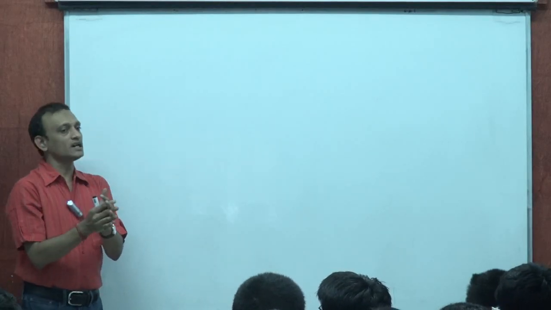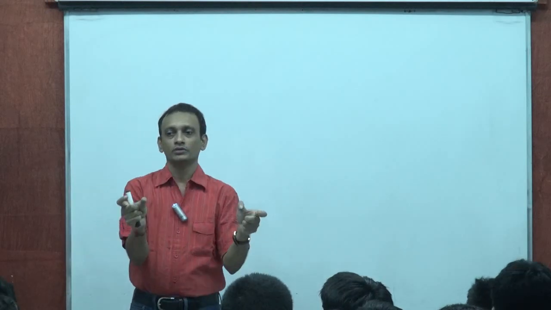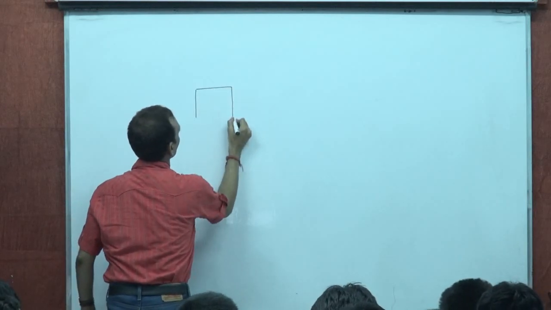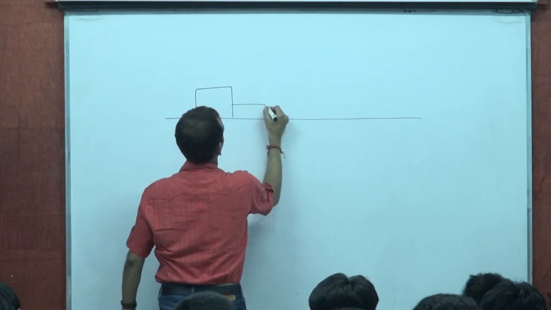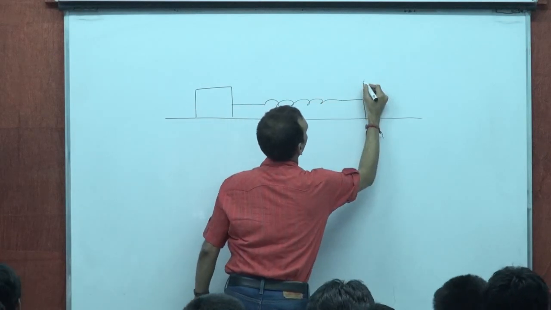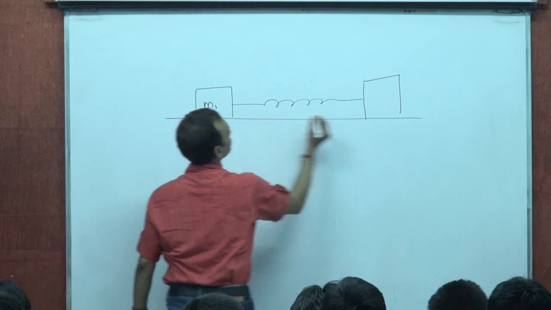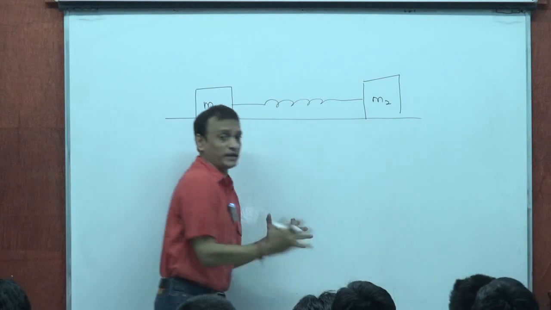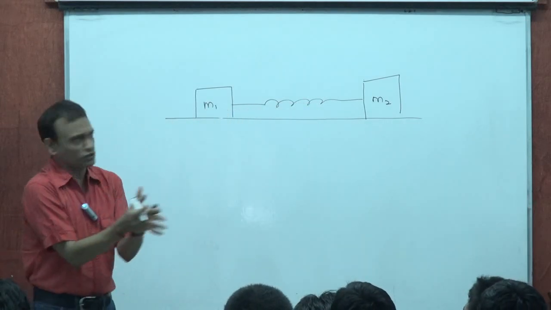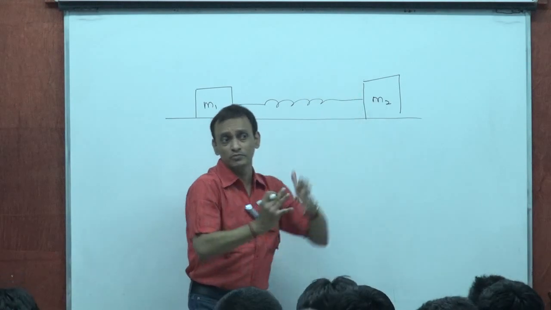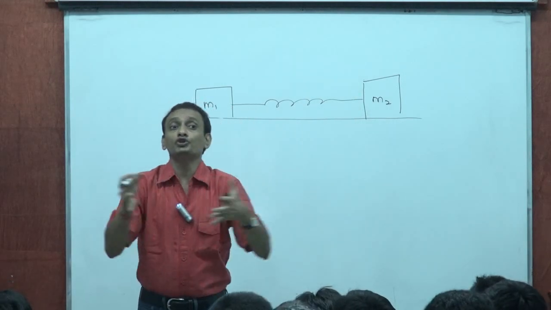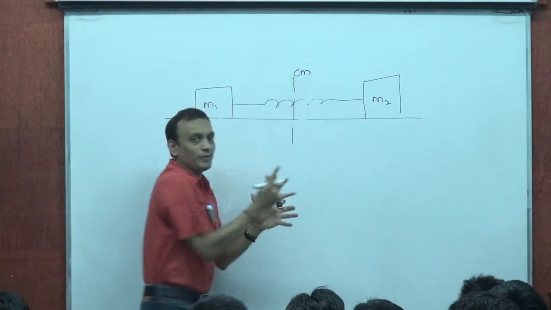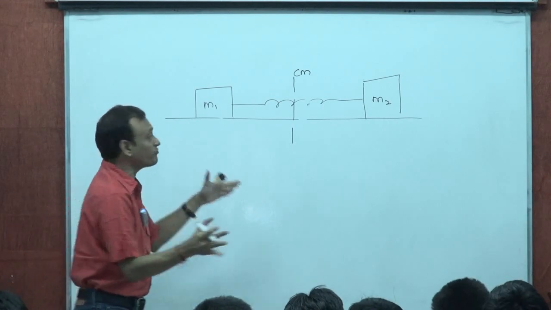Towards the end of our last class, we had a brief discussion on the two-block oscillator. If you recall, we had these two masses, M1 and M2. We very slowly compressed it by an amount x naught, or elongated it by an amount x naught, and released the whole thing, preserving the center of mass. The center of mass was fixed here, didn't move. And then the two masses executed simple harmonic motion about the center of mass.